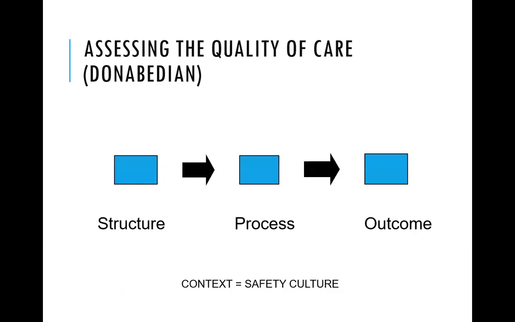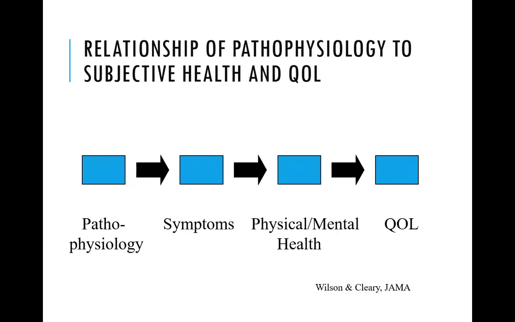Now, to assess the quality of care, we need to follow Donabedian's flowchart, and this flowchart consists of three components: the structure, the process, and the outcome. How does this particular structure, process, and outcome interpret itself into the safety culture?